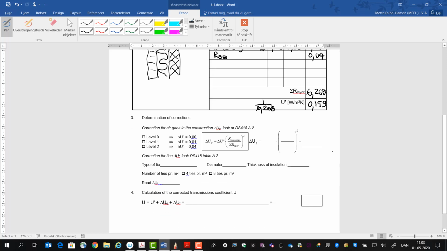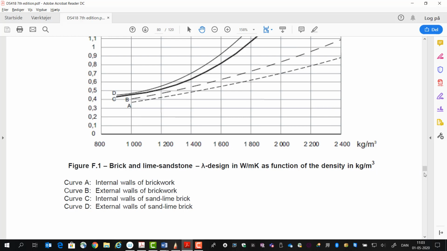Now we need to correct the U-value, and we correct for air gaps. To find out which level our wall is in, we need to go to DS 418, and this is under Annex A on page 60.